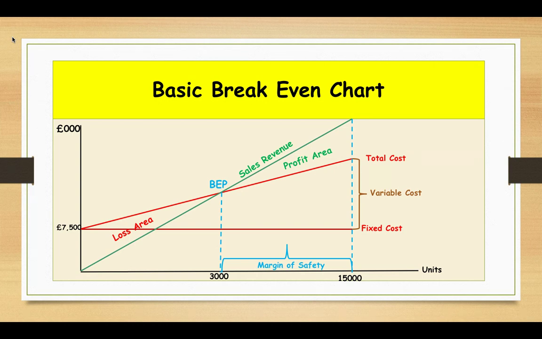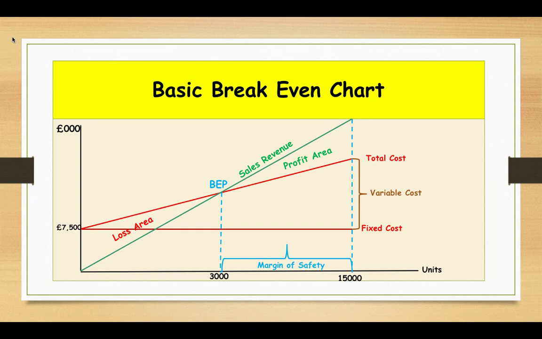And also from the graph, we can see the loss area. So in the loss area, you can see the total cost line is above the sales revenue line. So the loss area is up until the break-even point. And after the break-even point, you can see the profit area where the sales revenue line is above the cost line. Okay, so now in the exam, they can ask you questions from the graph.